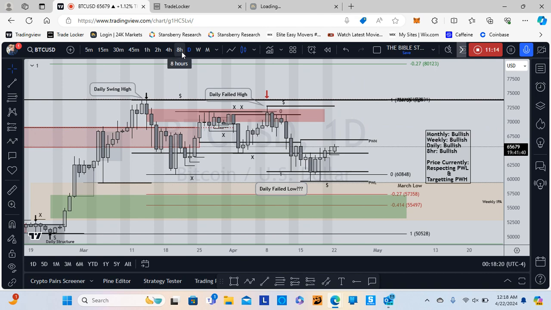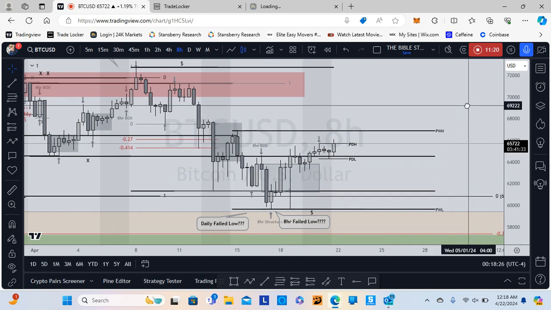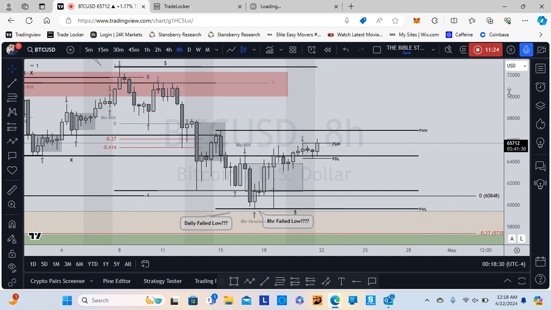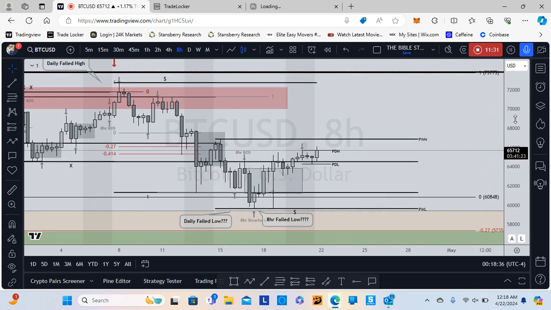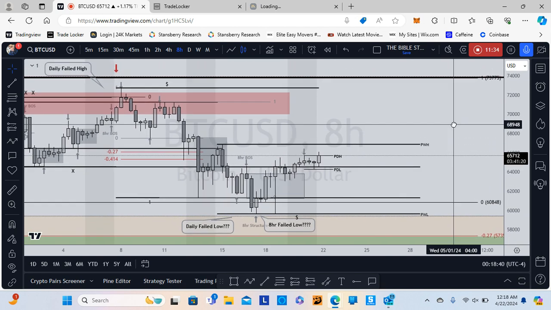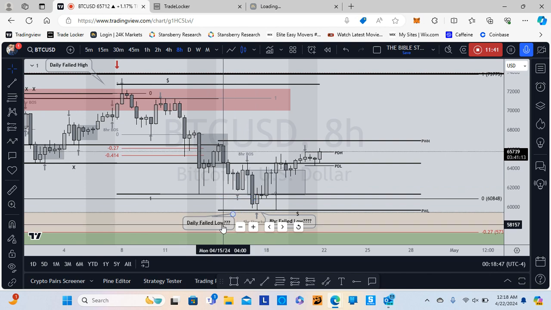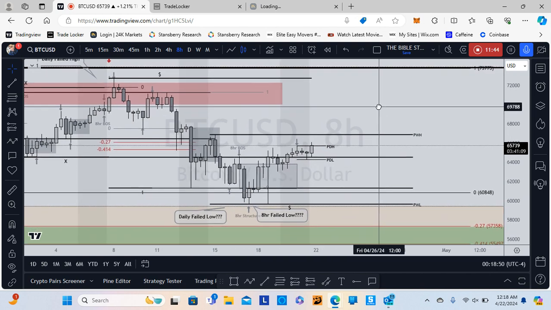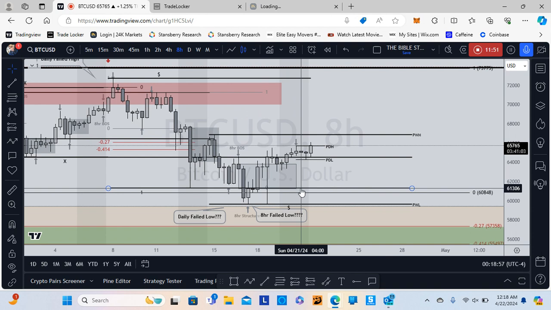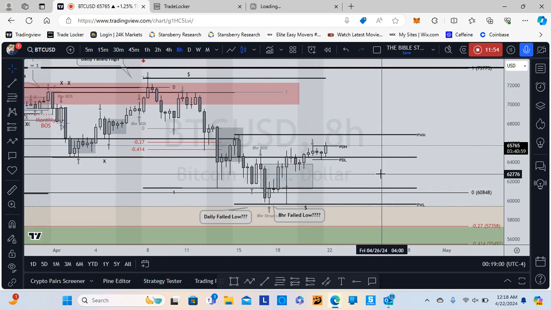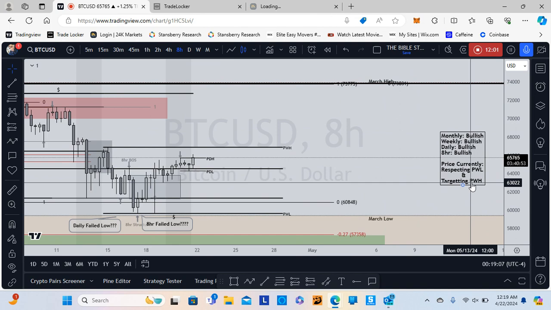So now let's scale in to what price is doing right now. What did price do when it got here on the 8 hour? We can see now, at these levels, we're questioning if it's a daily fail low. I mean, what did price do? Price got here at these weekly lows that price is still respecting. Price is respecting the previous week low and targeting previous week highs, right?